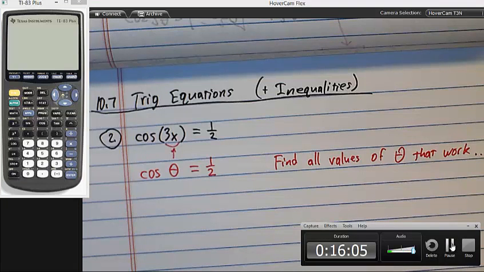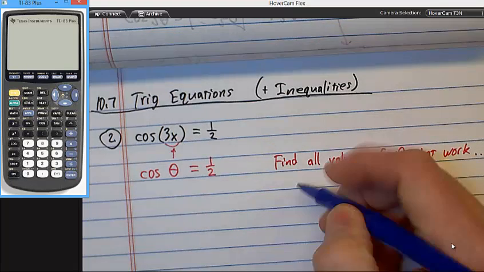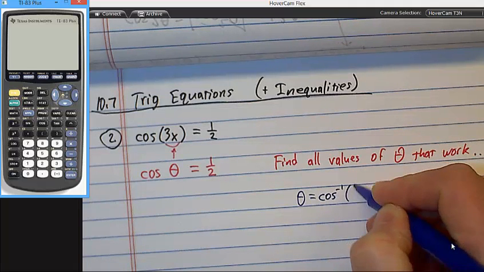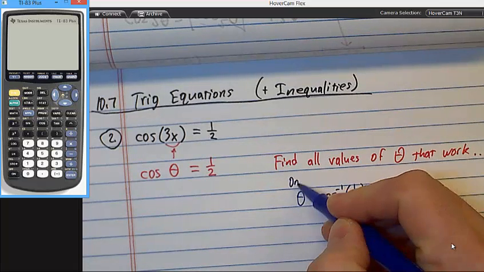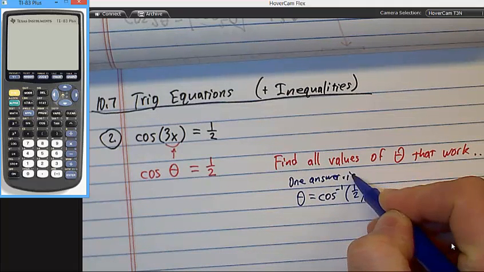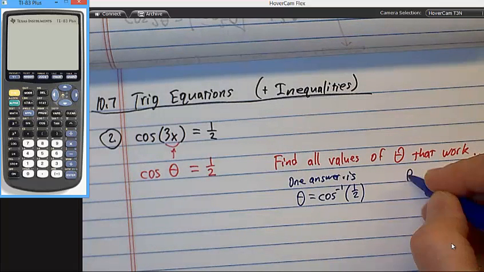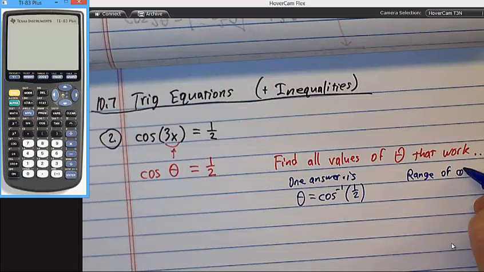Let me show you some of the things people did. I had people write this down: theta equals inverse cosine of 1/2. And by the way, that's just one answer. Do you guys know the range of the inverse cosine? 0 to pi. We're going to want to know that for Wednesday, aren't we?